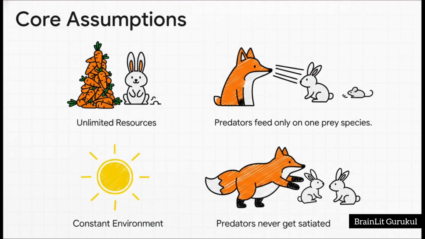So what are the rules in this perfect little world? Rule 1, prey have an all-you-can-eat buffet of resources. There's no carrying capacity. Rule 2, predators are super picky eaters. They only eat this one species of prey. Rule 3, the environment is perfectly stable. No droughts, no floods. And here are the two big ones. Predators have bottomless stomachs. They never get full, and they react instantly to more prey. I mean, as you can probably tell, not a single one of these things is true in the real world.